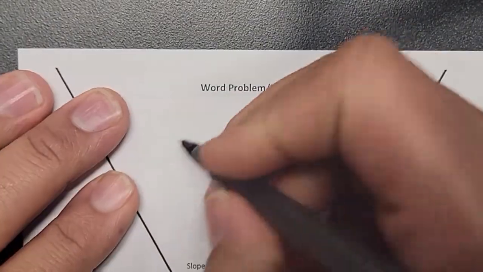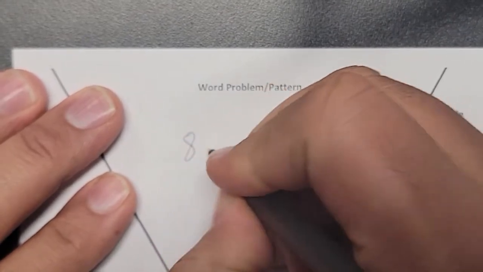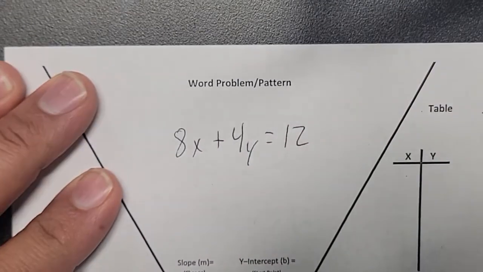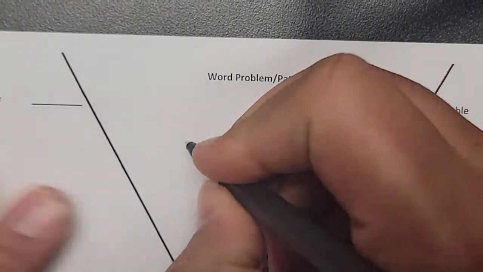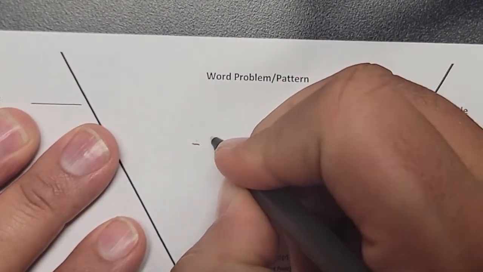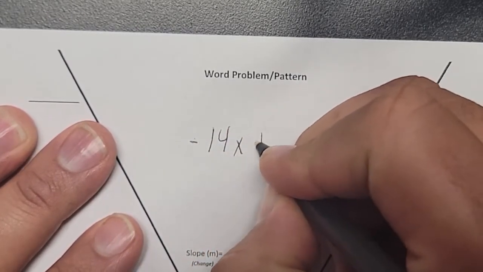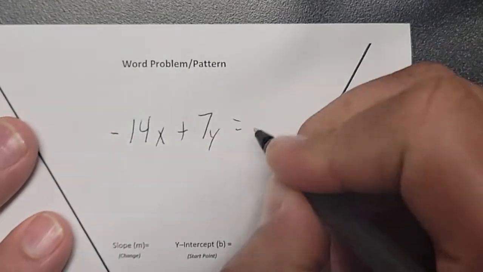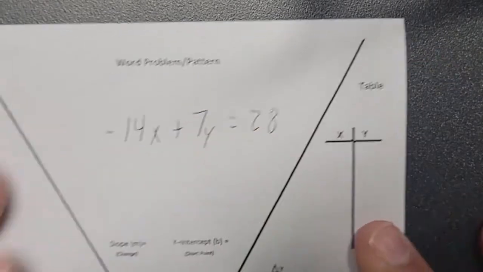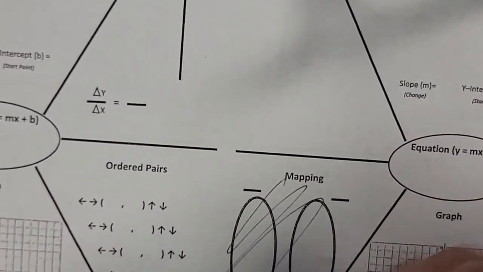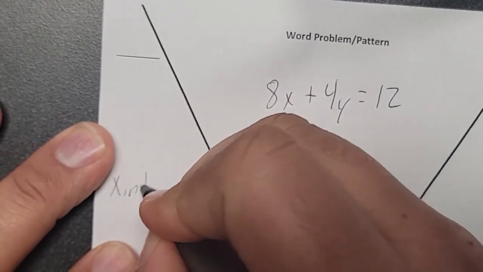All right. On the back, I'll give you some easy ones on the back. Let's do 8x plus 4y equals 12. And over here, let's throw a negative in there. -14x plus 7y equals 28. Let's try that one. Remember, no mapping. And find the x and the y-intercepts.